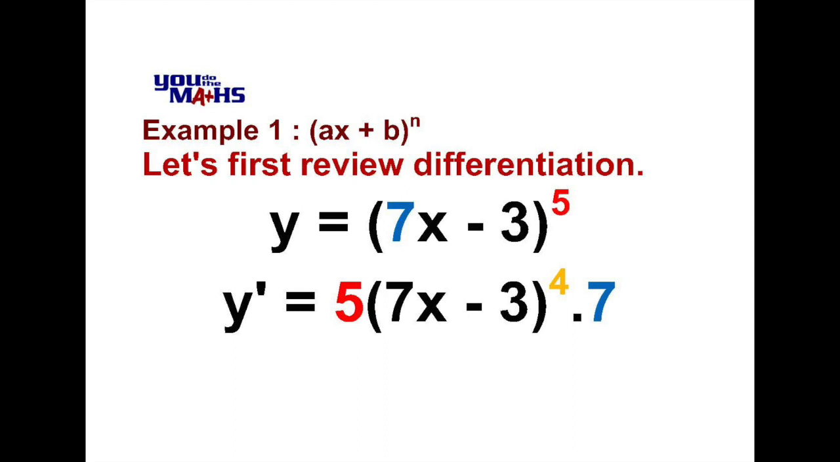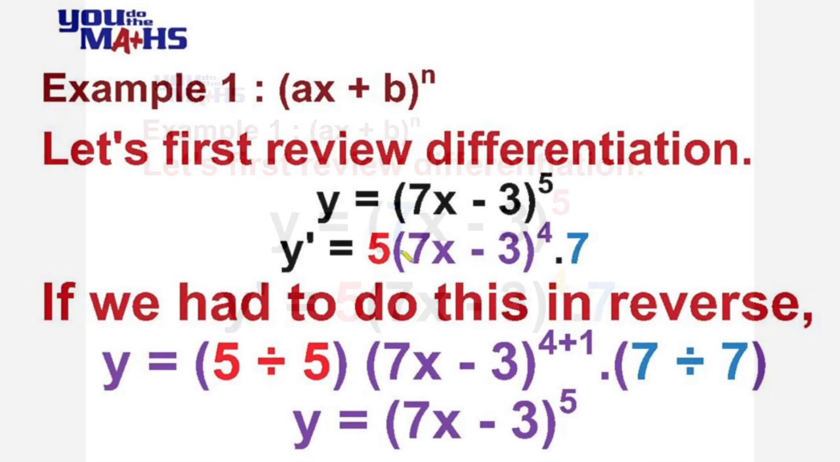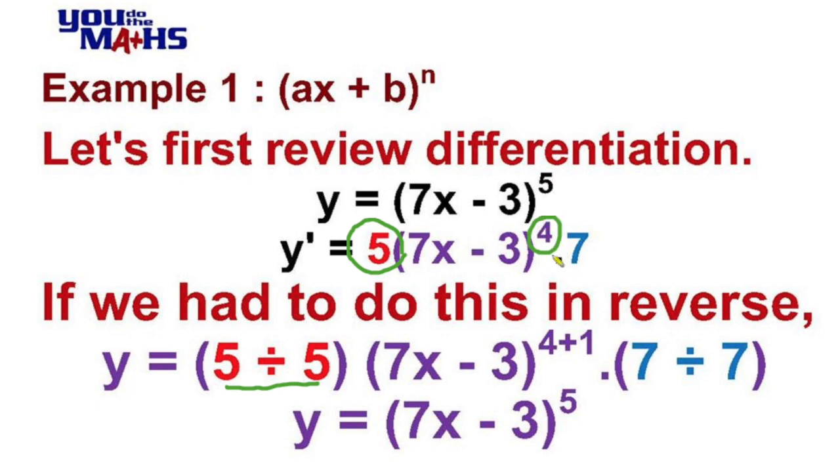Now let's consider what process we need to adopt to reverse this differentiation process. In other words, to anti-differentiate or to integrate. What we need to do is remove the value 5, which is at the front of the brackets. We can do this by dividing the first part of our differentiated expression by 5. We also need to increase the power of the bracket by 1, and we do that just by adding 1. And the last thing we'll do is consider the derivative of the inside the bracket, which is 7, and we'll divide by that value to remove it. So we get back to our original expression, 7x minus 3 to the power 5.